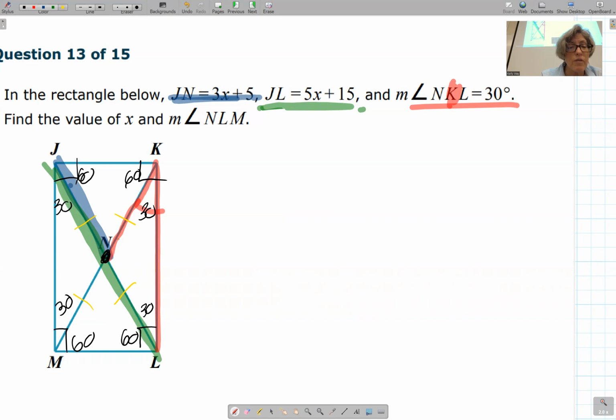Don't forget the interior angles. If I tell you to find everything, 30 and 30 is 60. Take that away from 180, it's 120. 120, and of course that's 60, that's 60. Good, you're done with the angles.